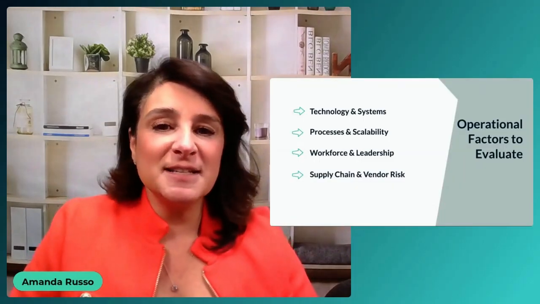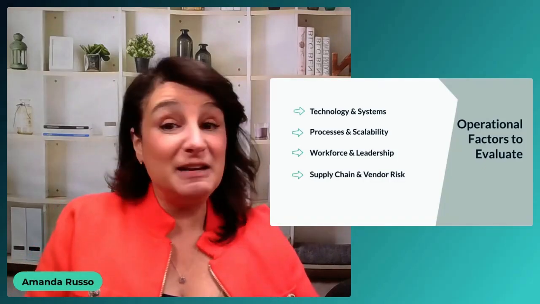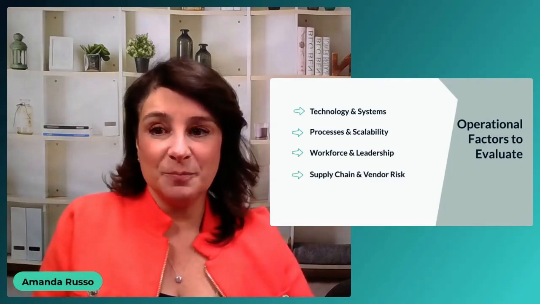Now, financials will tell you where a company has been, but operations will tell you where it's going. So, before even getting into the numbers, you need to assess operational strengths and weaknesses. The second step here is the operational factors to assess before financial due diligence. The first one here is technology and systems. Does your prospect have an outdated ERP system or CRM system?